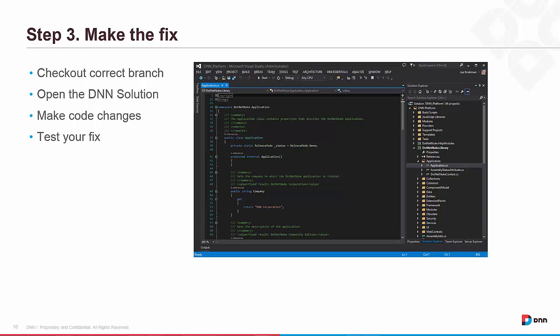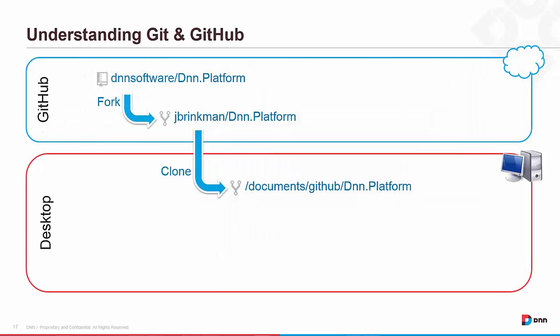Step 3. Now that we have the code locally, we can go ahead and start working on our fix. Before editing code, it is important to remember to make sure we're working in the right code branch. Since we have the code locally, and DNN is a .NET application, we'll go ahead and open the project in Visual Studio and make our changes.